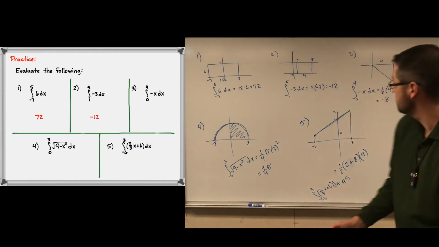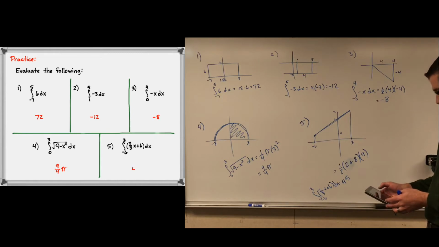So let's see if I was right. 72, negative 12, negative 8, 9 over 4 pi, 45. Cool.